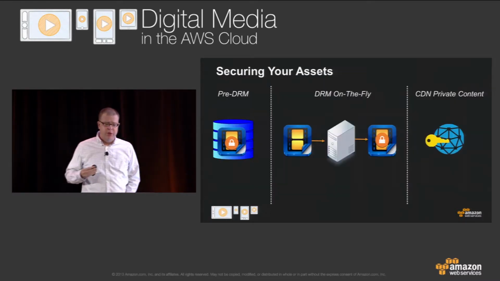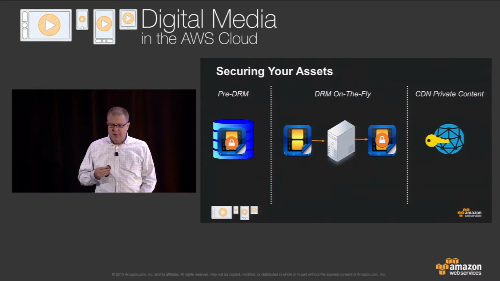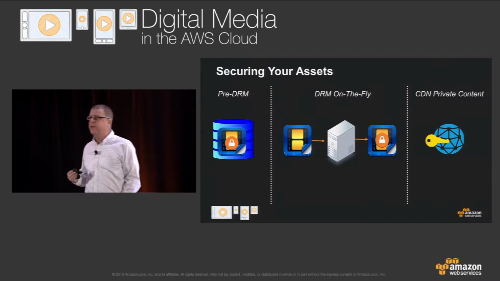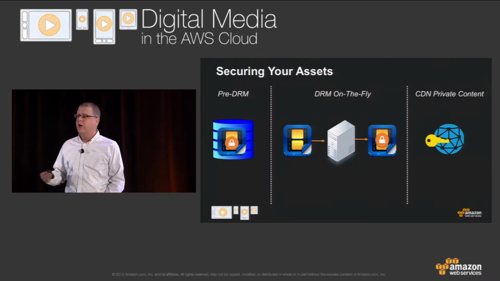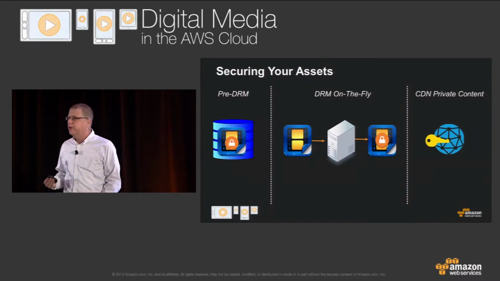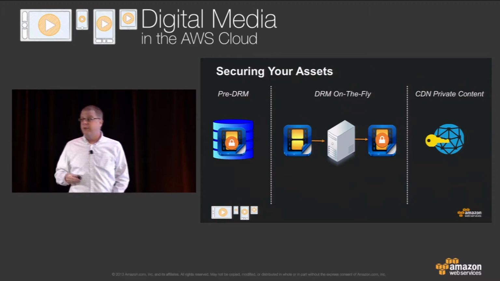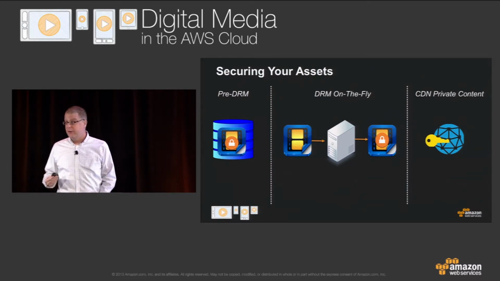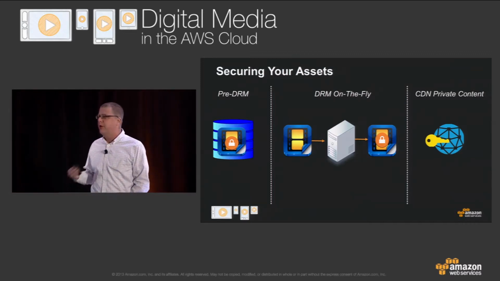Usman talked a lot about this in his presentation. Basically, there are three schemes that we see different customers choose. Some customers will choose to pre-DRM their assets. So basically, apply DRM in a step in headquarters, if you will, between encode and delivery. That works really well for popular content. For less popular content, we see some folks doing DRM on the fly.